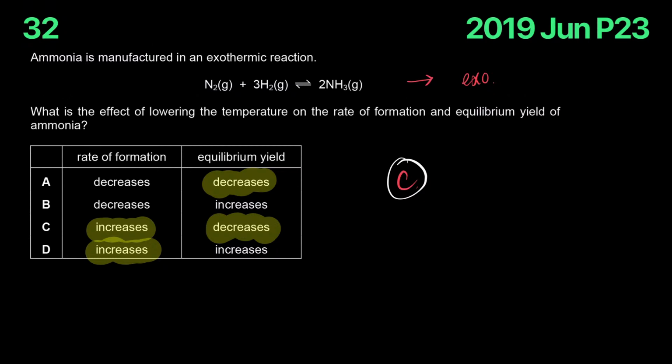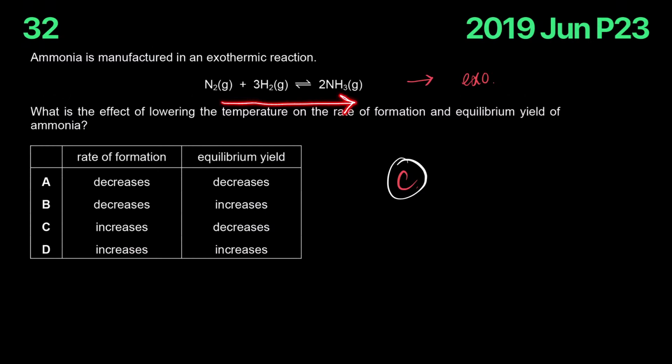Lowering temperature. Yeah. Lowering temperatures I was going with. Why am I confused? The ammonia is manufactured in an exothermic reaction, right? Equilibrium yield will, let's go forward, exothermic, right? Lowering the temperature, oh yeah, increasing, okay, that's why I'm confused.